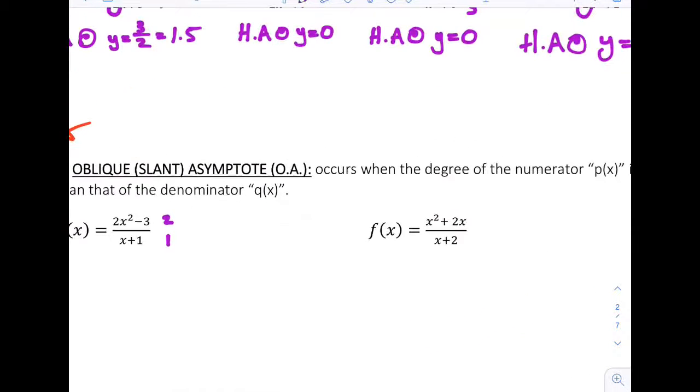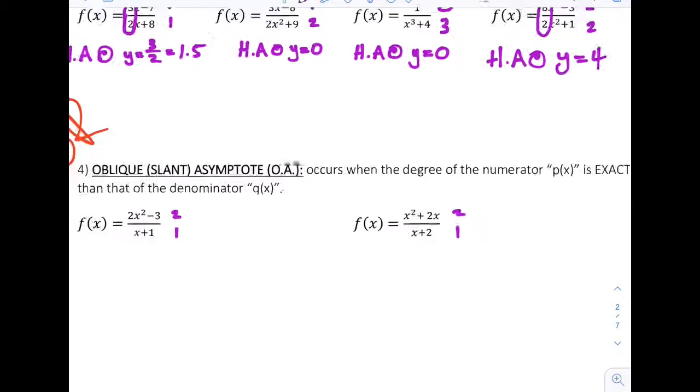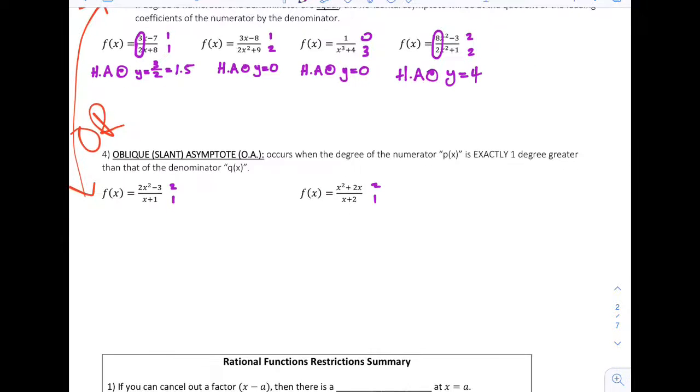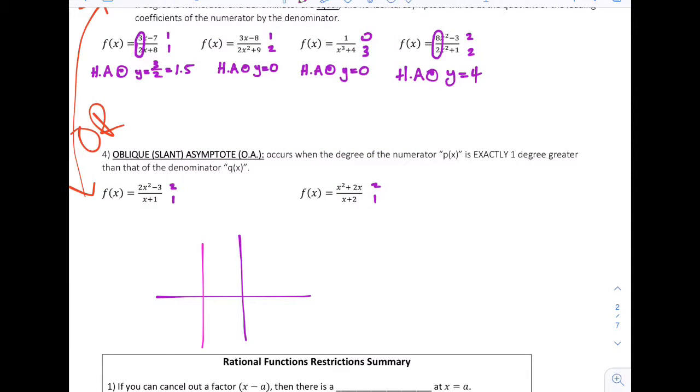Over here, the degree on the top is 2, degree on the bottom is 1. So same situation. So these ones are not going to be a horizontal line. What they're going to be is a slanted line. So if I imagine what this looks like, I might have some vertical asymptotes, maybe one here and one here, but instead of being a horizontal line, you might have something that looks like this, that our line will approach.